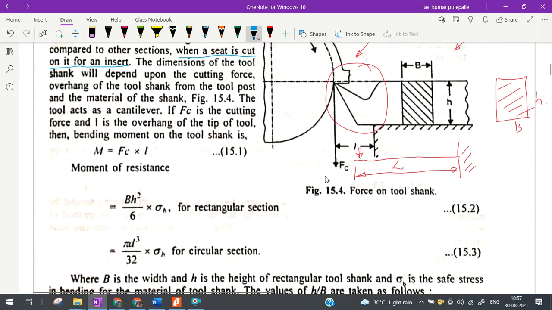Supposing this is the length L. It is similar to the length that has been supported beyond the fixed end of the cantilever. So this tool is treated as a cantilever.